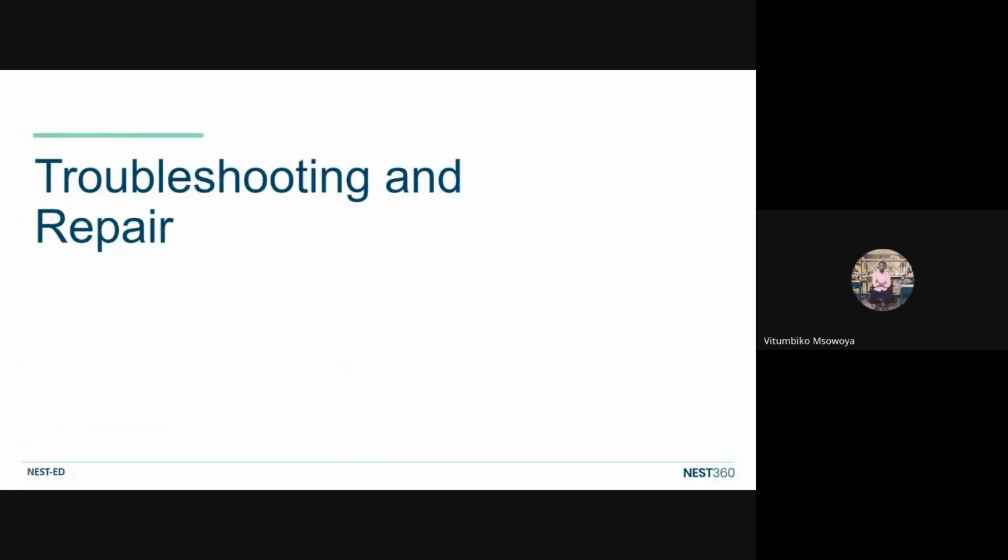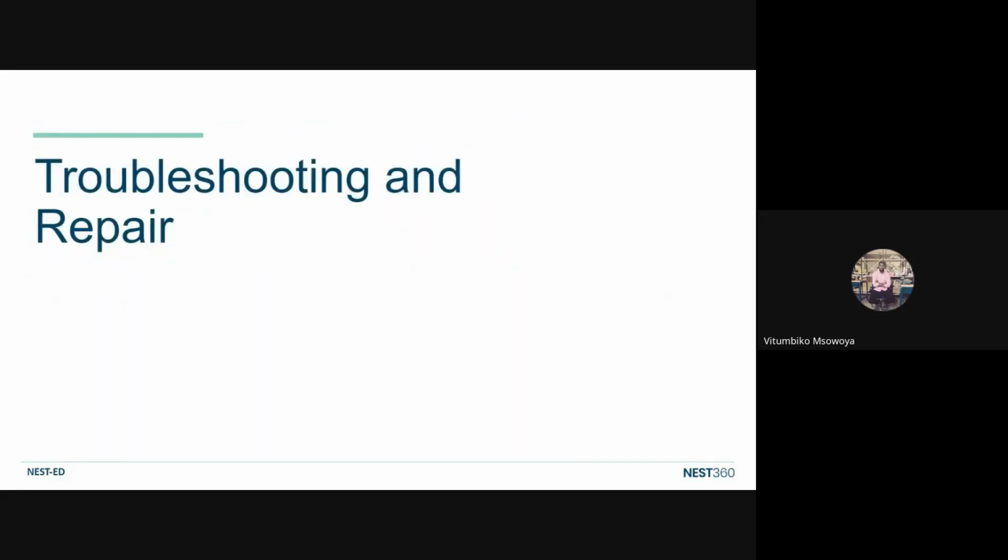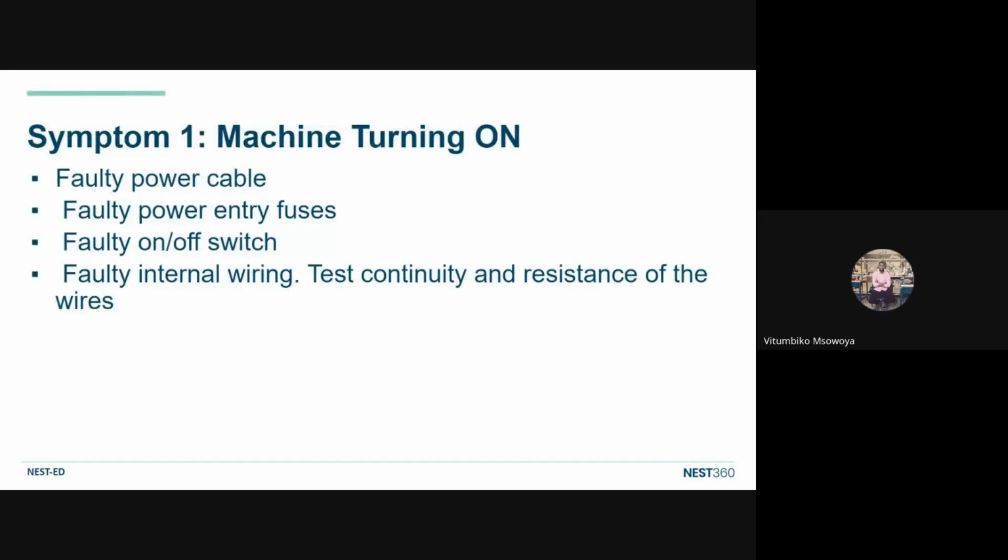So let's run into troubleshooting and repair. On troubleshooting and repair, we expect to have problems whenever we're using a CPAP machine. On the Pullman CPAP machine, we have the first symptom: maybe the machine is not turning on. So what are the remedies?